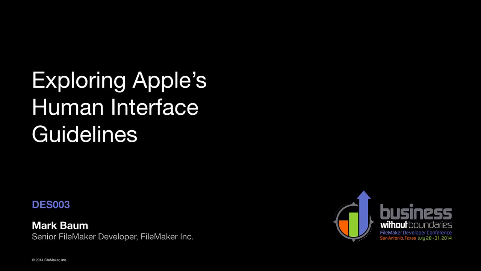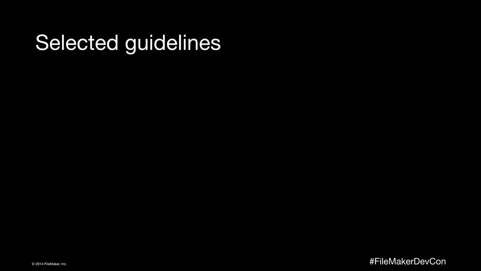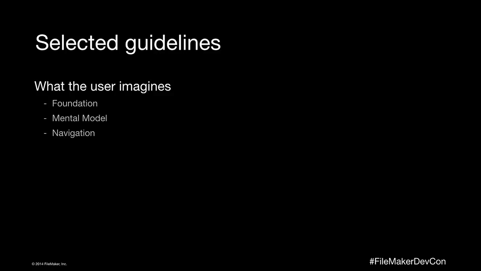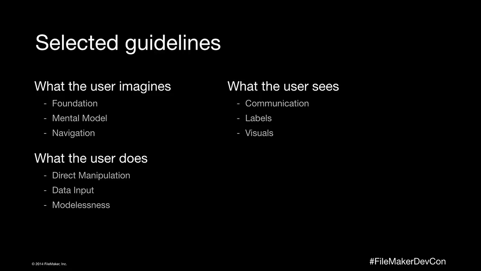Now I'm going to get into the meat of some of the guidelines. I've come up with 12 different topics and organized those into 4 groups. They are what the user imagines, what the user does, what the user sees, and what the user needs.